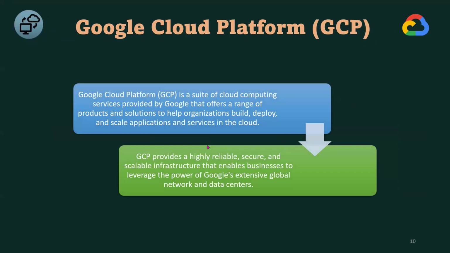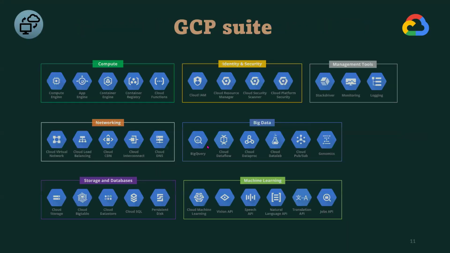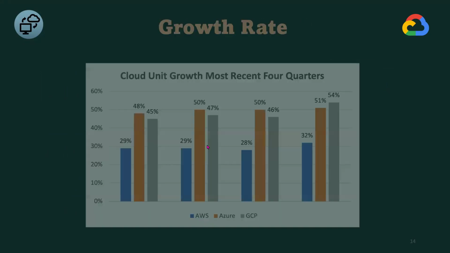Google Cloud Platform is one of the cloud providers which provides cloud computing services for organizations, so that they can use these services for deploying, building, and scaling their applications in the cloud. Google Cloud Platform is reliable and scalable, and it provides plenty of services such as compute services, identity and security services, management tools, networking services, and big data services. All of these services it is providing, right? And we have seen all of these things as well.